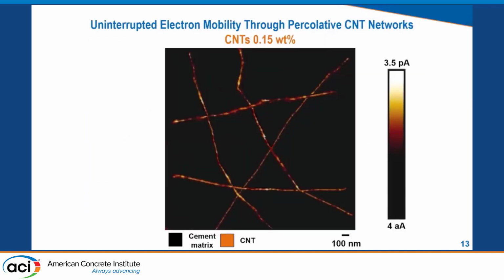We increased the amount of nanotubes from 0.1 to 0.15% per weight of cement, and here we see the current mapping AFM image, and we see continuous networks of nanotubes within the matrix.